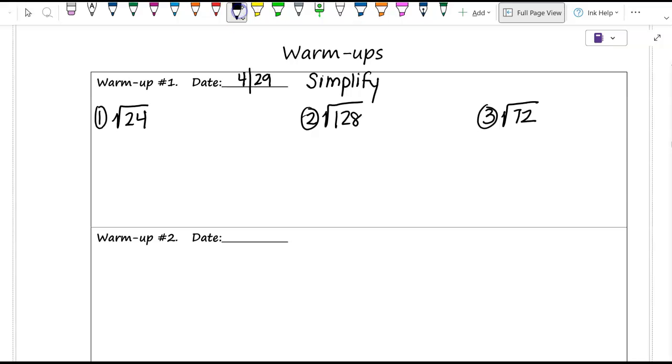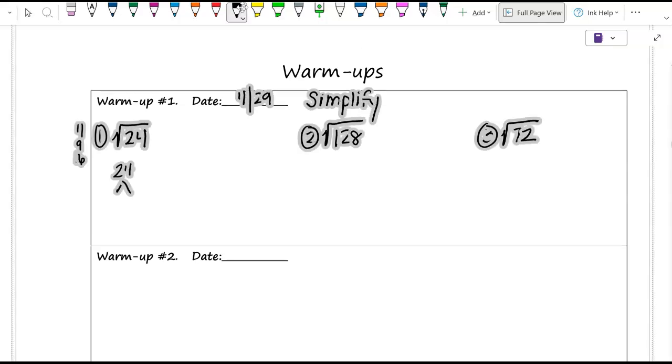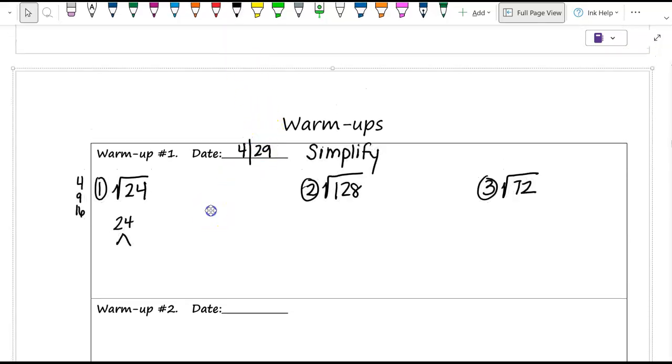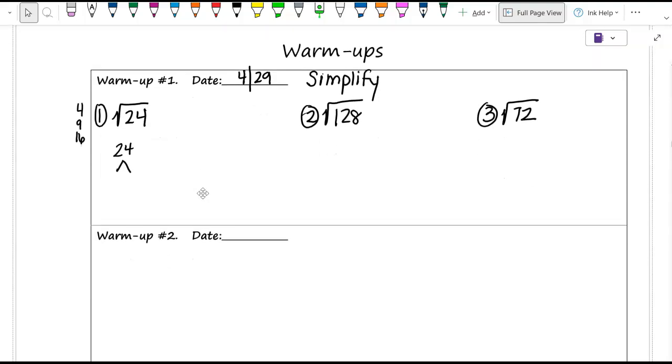So when I'm looking to simplify the square root of 24, I'm trying to find out if there's any perfect squares of 24. Well, my perfect squares that are lower than 24 are 4, 9, and 16. So I'm looking to see if any of those go in, and if more than one goes in, the largest one that goes in. So if 4, 9, and 16, do any of those go into 24? 4 does. So 4 times 6. 4 is my perfect square.